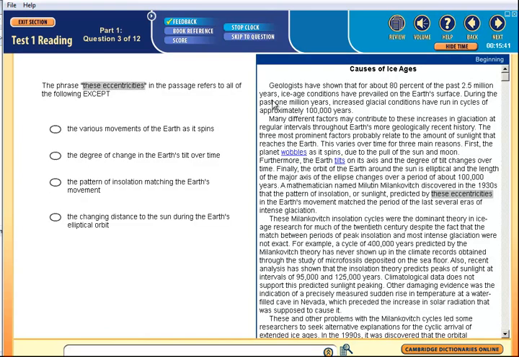These eccentricities. Eccentric means strange or unusual. So what refers to all of the ones except. So this is one of those not questions. Yeah. So 3 of these are correct. 1 is wrong. Let's have a look. These eccentricity refers to the movement of the Earth as it spins, the degree of change in the Earth's tilt, the pattern of insolation matching the Earth's movement, the changing distance to the Sun during the Earth's elliptical orbit. Alright, first the planet wobbles, next the Earth tilts on its axis, finally the orbit of the Earth is elliptical.